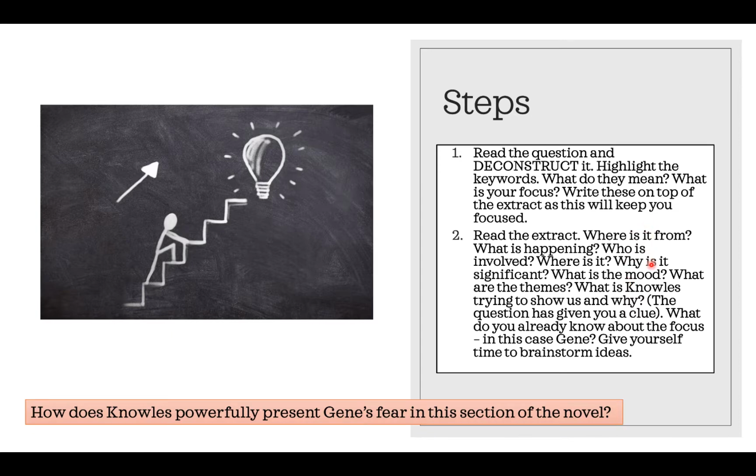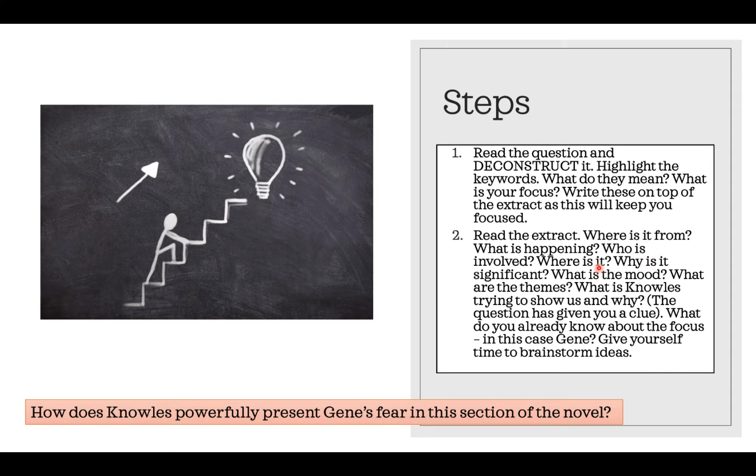So what part of the novel is it from? This will help you to think about what events have already happened at this point, what's yet to happen. Also helps you to understand the significance of characters, their development, and also relationships. Think about who is involved.